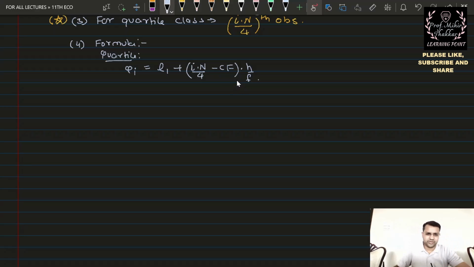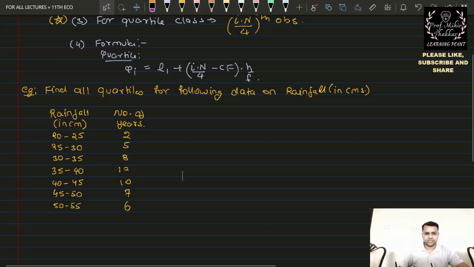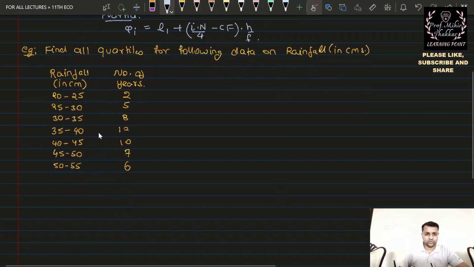Let us see how we can apply this formula in a certain example. So there's the example guys. It says that we have to find all the quartiles for the following data on the rainfalls. So you are given the information about the rainfall, and that too in centimeters, along with the corresponding number of years. So when I want to find out the quartiles, as you already know, we have to first of all check if the given data or the given classes are given to be continuous or not.